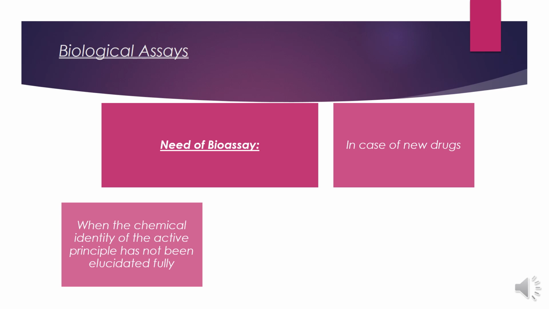And second, it says when the chemical identity of the active principle has not been elucidated fully. It means when you are using multiple techniques but still whatever the active is cannot be properly understood by its chemical nature. In that case, again, you can perform a bioassay to make a correlation between the therapeutic effect and the chemical nature of the drug.